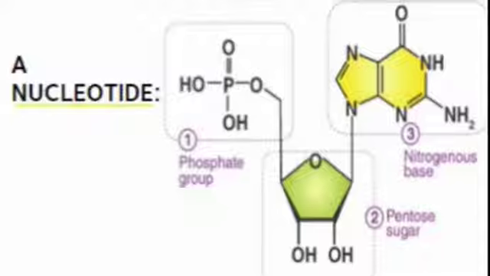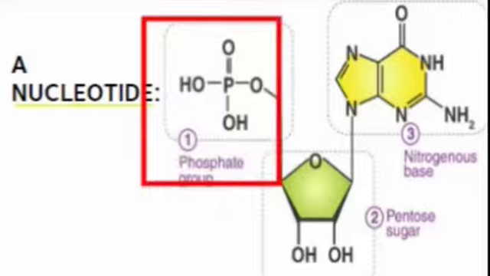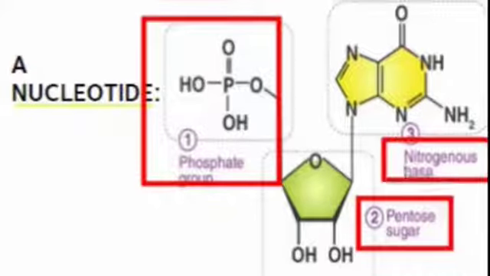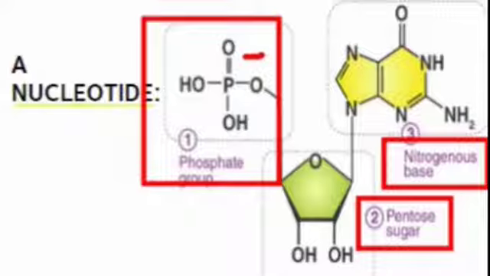A nucleotide is made up of three major components: phosphate group, pentose sugar, and nitrogenous base. A phosphate group has a negative charge on it, and a 5-carbon sugar is known as pentose sugar. Penta means 5, and that's why it's known as pentose sugar, a 5-carbon sugar, and nitrogenous bases. The phosphate group has a negative charge on it and it's said that the DNA molecule as a whole is a negatively charged molecule. The negative charge of DNA is due to the phosphate group.